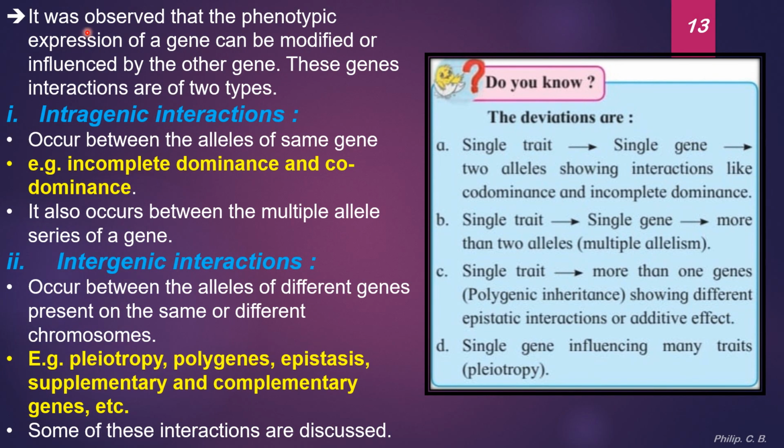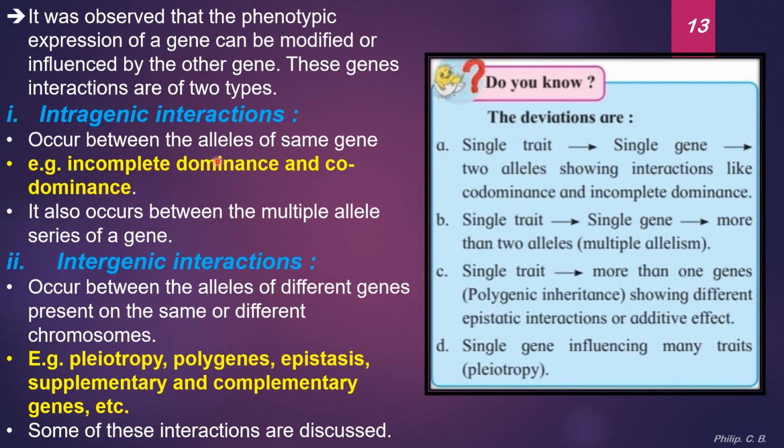Now, further, it was observed that the phenotypic expression of a gene can be modified or influenced by the other gene. These gene interactions are of two types. So it can be said that the phenotypic expression of the gene can be changed, modified or influenced by the other gene. So it is put into two categories. One is intragenic interaction, the other intergenic. Intragenic, as the name says, within. Intergenic, by the other genes.